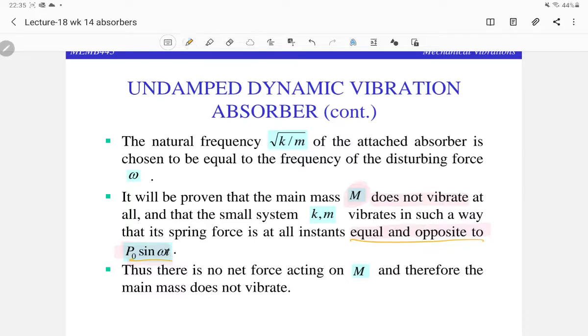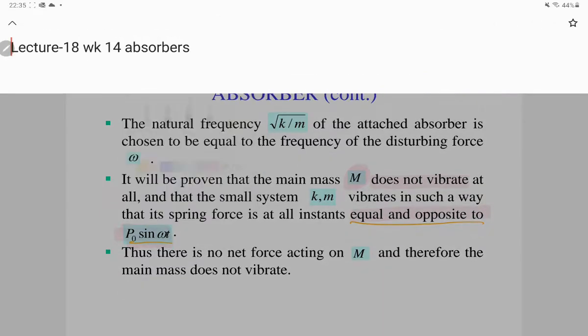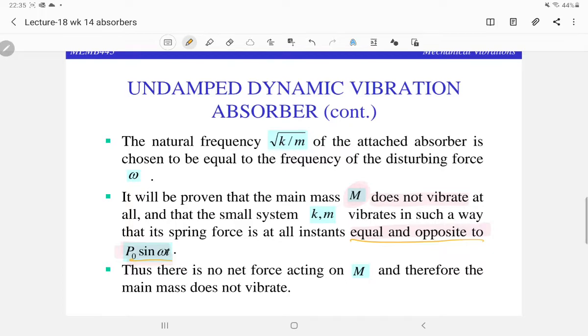When it is true, then you have zero vibration for the machine, because there is no net force acting on M, and therefore the main mass does not vibrate. I think that should make sense. In other words, if you have P naught coming in, you want to counter that P naught that creates the vibration. If you have a net force acting on it, then you will actually cancel it out. That's the main idea.